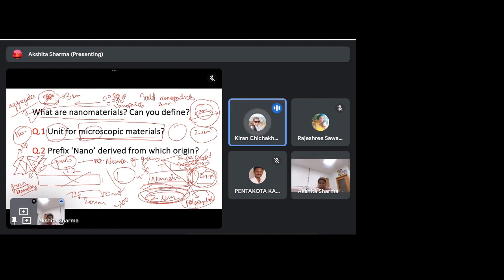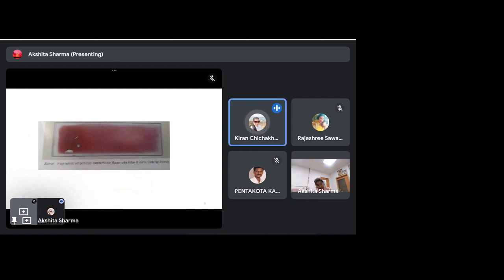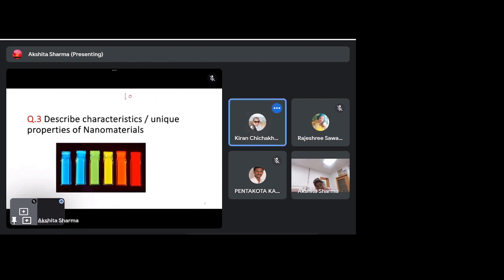The name says micro. What is the exponent for the micro? What is the exponent for micrometer? Is it minus 12? Is it minus 15? Is it minus 3, minus 9, or is it minus 6? Which of them is the correct answer? I think minus 6. 10 to the power minus 6.